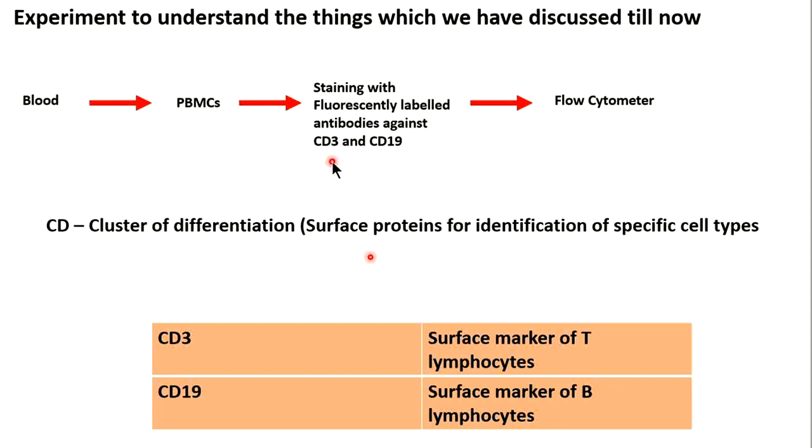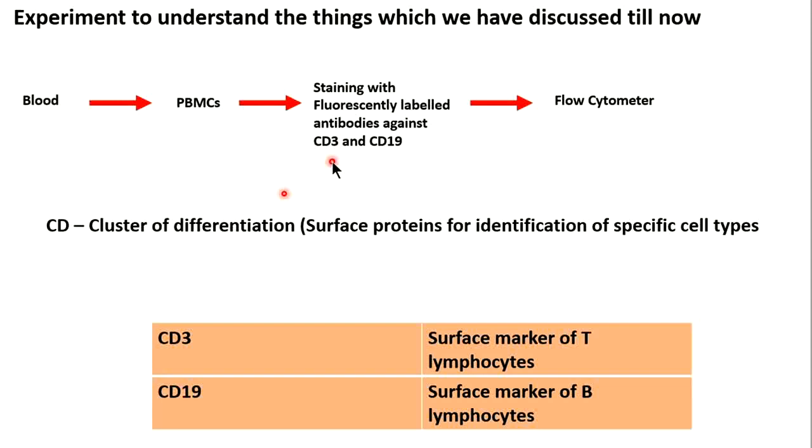The basic classification is CD4 positive T cells and CD8 positive T cells. What do you mean by that? CD4 positive T cells are the T cells which have the presence of CD4 protein on their surface, right? Then CD8 T cells are the cells which have the presence of CD8 protein on their surface.